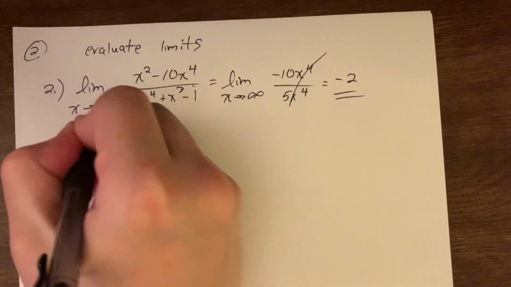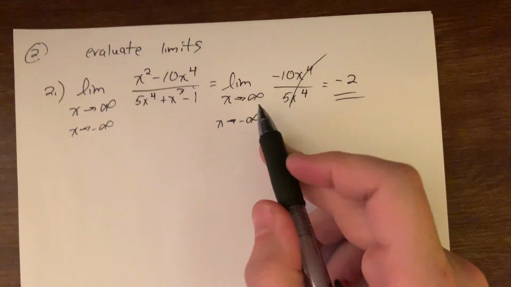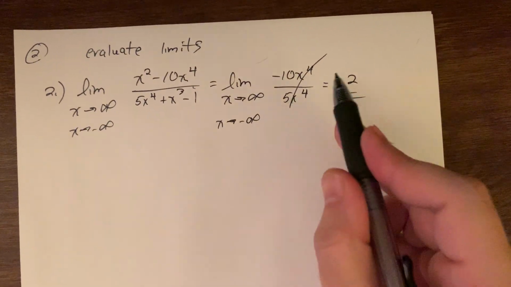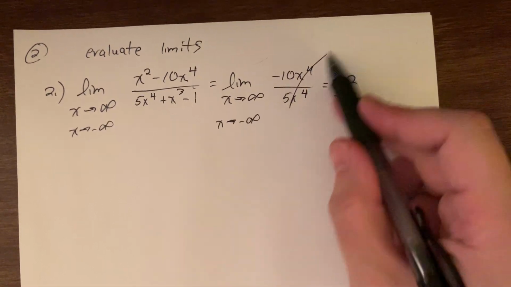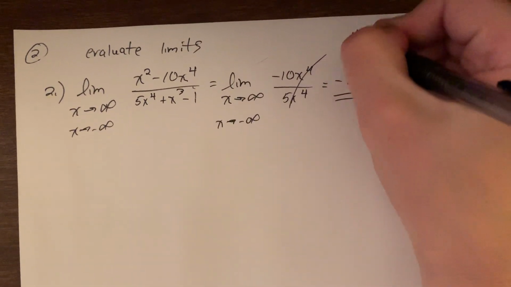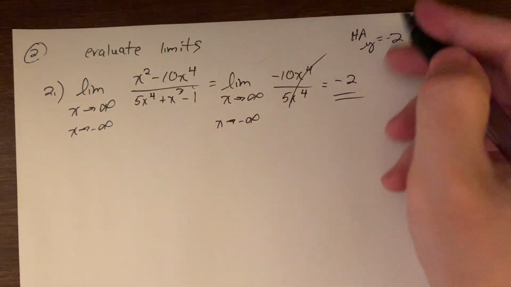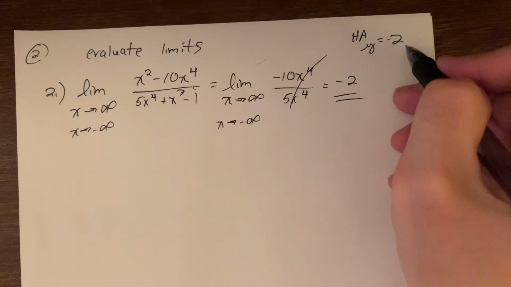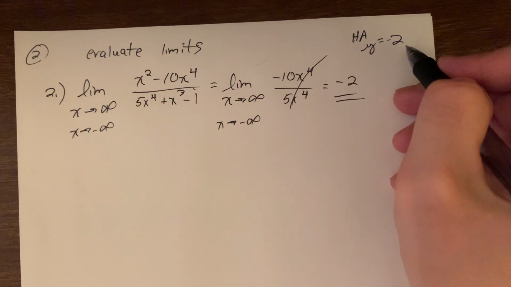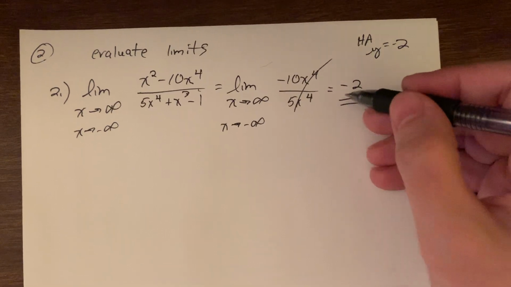That would have been identical if it was x approaching minus infinity. We'd still have the dominant terms. The powers of x would cancel entirely. Again, this would give us a horizontal asymptote y equals -2 now. We'd have that flat line that we'd approach on both sides of the graph for our end behavior. But just establishing the limit, that's it.